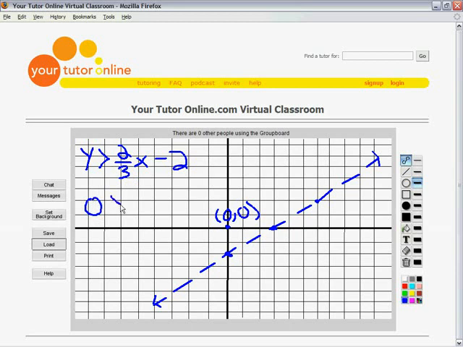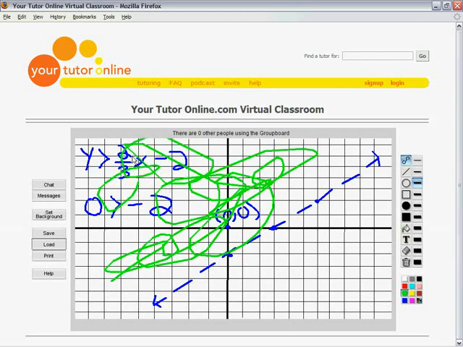0 is greater than 0 times 2/3 x is 0, -2. 0 is greater than -2. If that statement is true, then we'll shade on the side of the line that contains the point we tested for. If it's false, we'll shade on the opposite side. So 0 is greater than -2 is true, so we'll shade on this side of the dotted line.